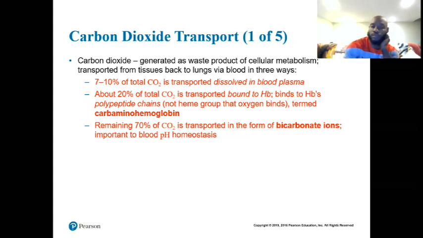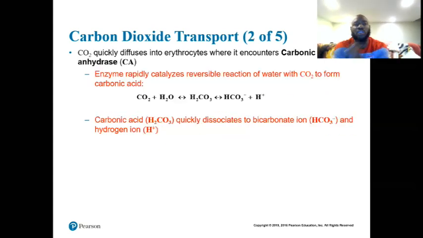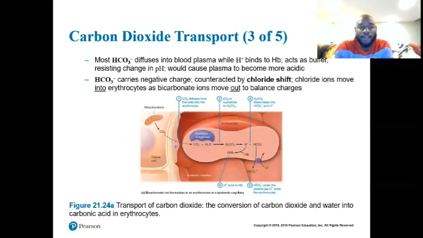All right, so CO2 quickly diffuses into erythrocytes where it encounters carbonic anhydrase, right? This enzyme rapidly catalyzes a reversible reaction of water with CO2 to form carbonic acid. So the CO2 forms this carbonic acid when it diffuses into the erythrocytes. And carbonic acid quickly dissociates into a bicarbonate ion and a hydrogen ion. And that's how CO2 is transported, right?